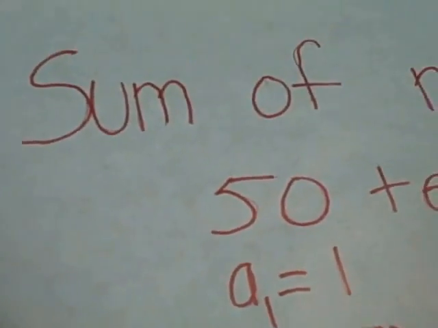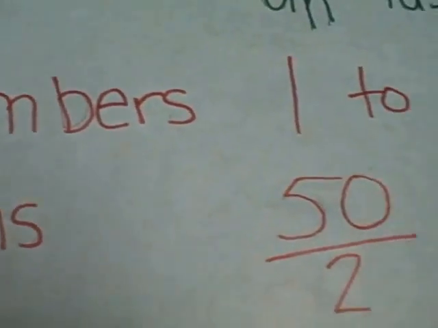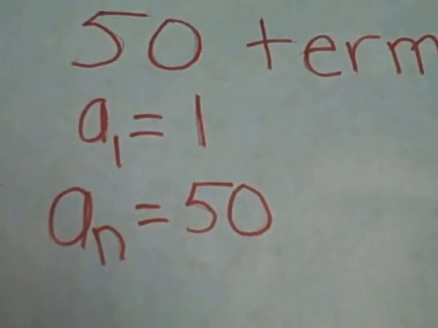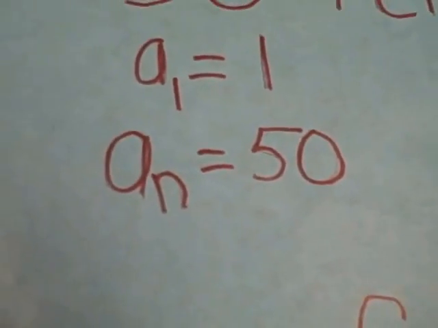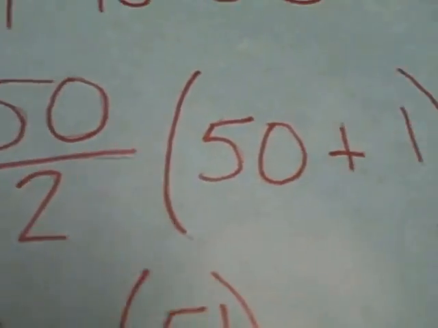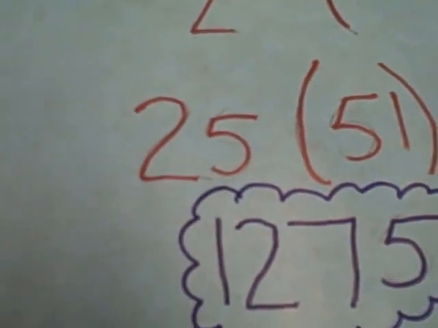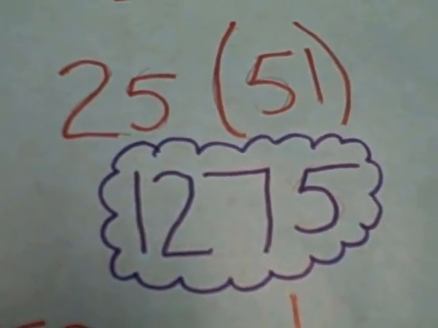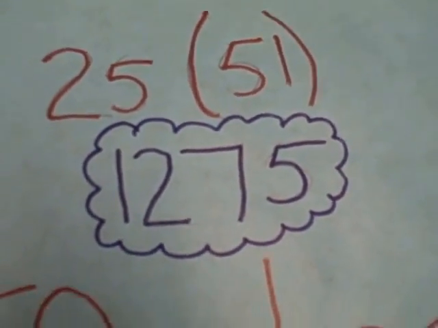For example, find the sum of the numbers from 1 to 50. Okay, so we have 50 terms, a1 equals 1, an equals 50. So we would do 50 divided by 2 times 50 plus 1. And that would be 25 times 51, which gives us 1,275.